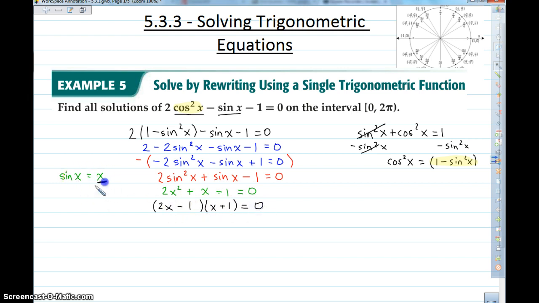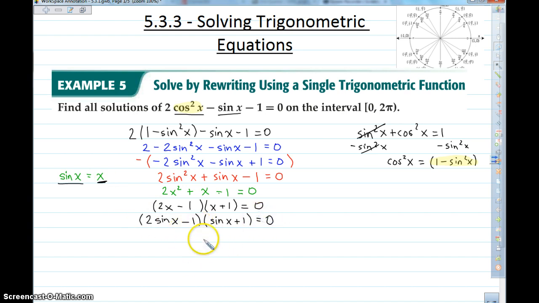And now we can go back and change all of our x's back to sine x's. So really this is 2 sine x minus 1 times sine x plus 1. And for some of you this step might not be necessary. You might be able to factor just as easily with sine x as you can with x. Each person is a little bit different in what they prefer.